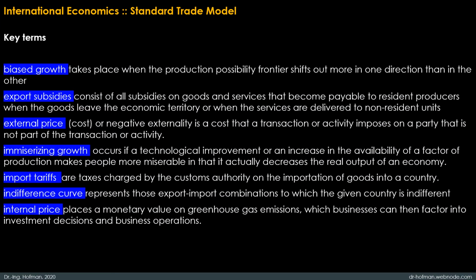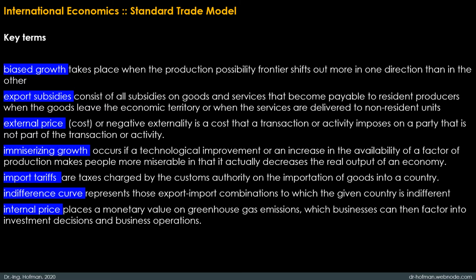So let's go to definitions of key terms. By biased growth, export biased growth means that it expands a country's production possibility in the direction of the export good. Import biased growth expands a country's production possibility in the direction of the import good. International trade effects of growth result from the fact that such growth typically has a bias.